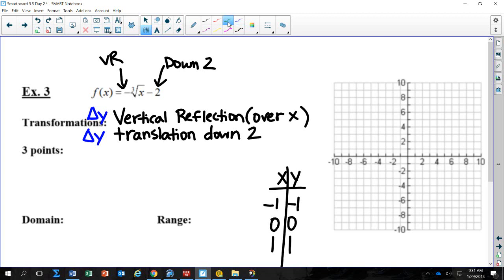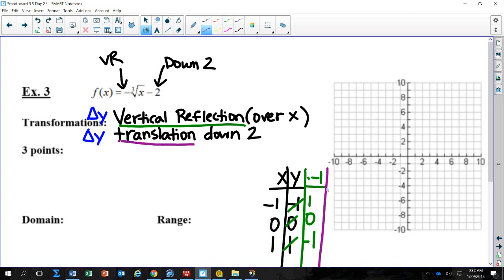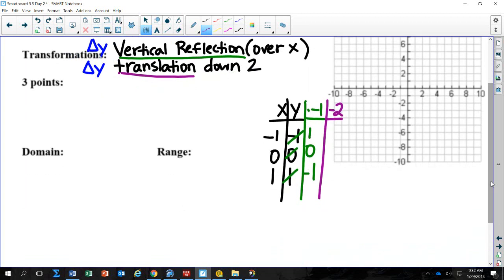Okay, so vertical reflection, I'm going to multiply all my y values by -1. So we have +1, 0, and -1. Translation down 2. We're going to take all of those y values and we're going to subtract 2 from it. Again, I did the multiplication before the subtraction. 1 minus 2 is -1. 0 minus 2 is -2. -1 minus 2 is -3. Okay. Any questions about that?